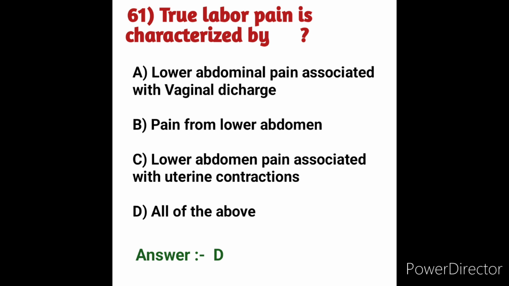What is true labor? In true labor cases, the patient is having strong and regular contractions. Here, options A, B, C are all correct because the patient is having lower abdominal pain associated with vaginal discharge, and pain from the lower abdomen, and the lower abdomen pain is associated with uterine contractions. So option D is the correct answer.